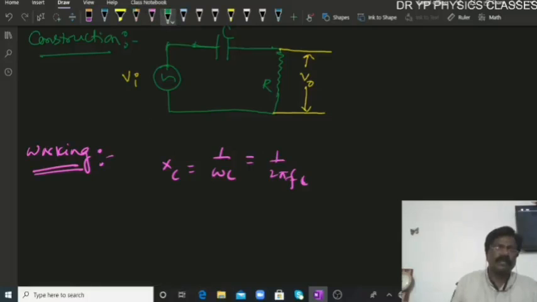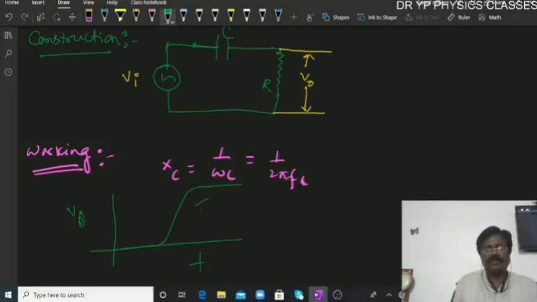So for this, what is the frequency response? I write the frequency response here. So this is the frequency response. I'm going to take the frequency along the x-axis and the output voltage along the y-axis. So the lower frequencies are not allowed. These are not allowed. After a particular frequency it increases and reaches a maximum. So this particular part is allowed, and this is not allowed.